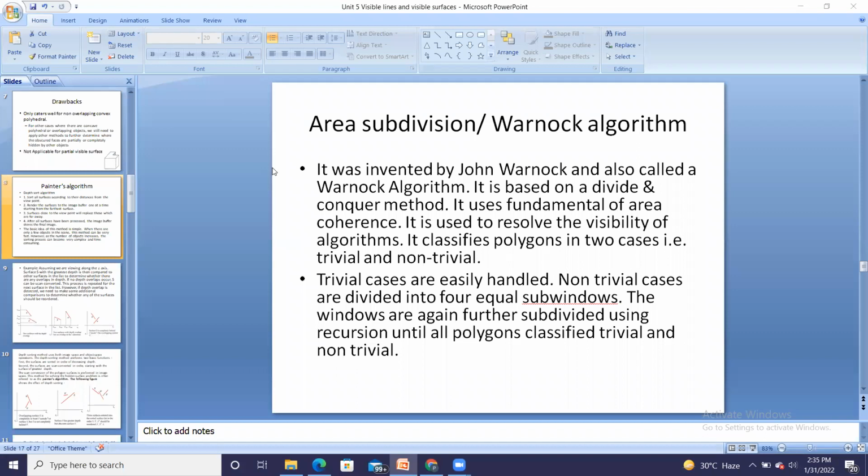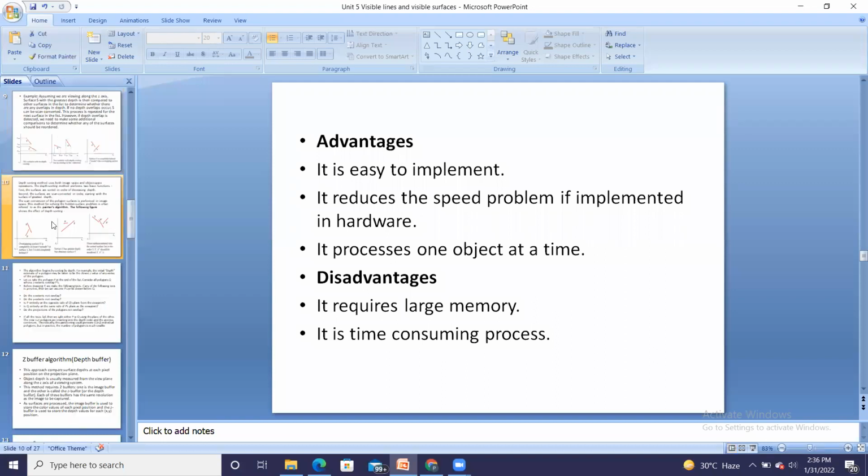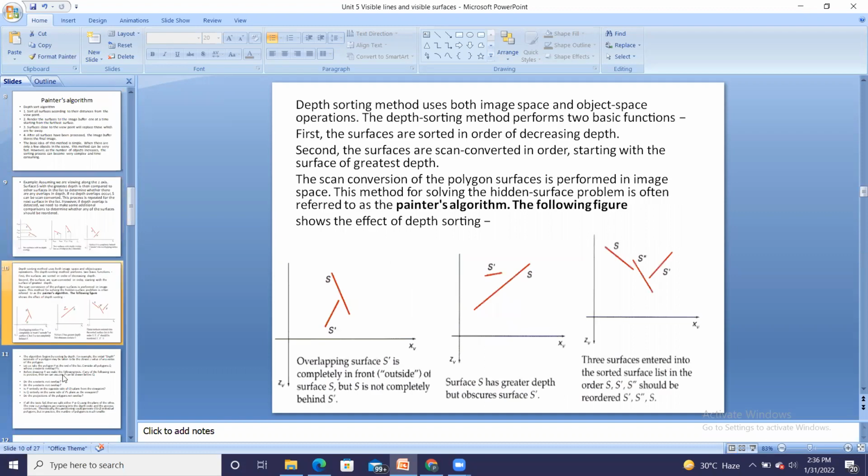Okay, so almost 64 students are there now. So let us start with the lecture. Okay, whether the slides are visible?